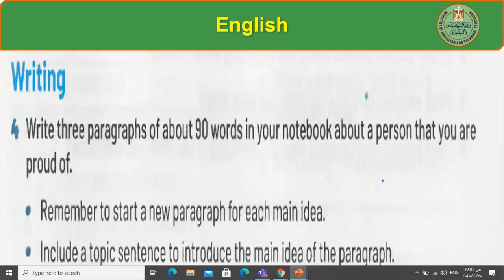Next, write three paragraphs about 90 words in your notebook about someone you are proud of. Let's write a paragraph, because three paragraphs is an essay, مقالة. Okay? We agree on what? Paragraph 1, 90 words. Remember to start a new paragraph for each main idea. If you write three paragraphs, each paragraph has its own main idea. Include a topic sentence to introduce the main idea of the paragraph. Of course, when I start a paragraph, it must have a main idea. Meaning what? Idea, فكرة رئيسية.